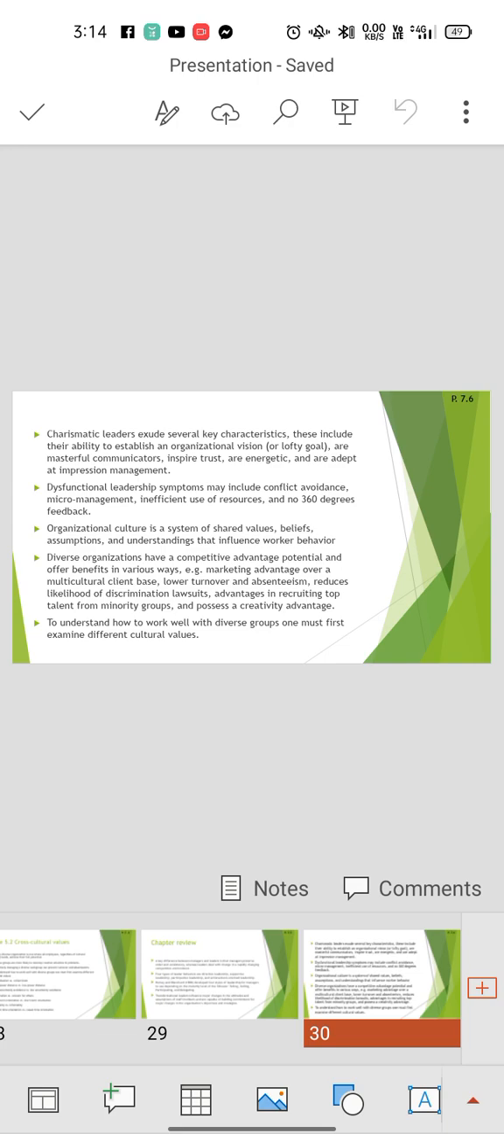Marketing advantage over a multicultural client base, lower turnover and absenteeism, reduces likelihood of discrimination lawsuits, advantages in recruiting top talent from minority groups, and possess a creativity advantage. And lastly, to understand how to work well with diverse groups, one must first examine different cultural values.